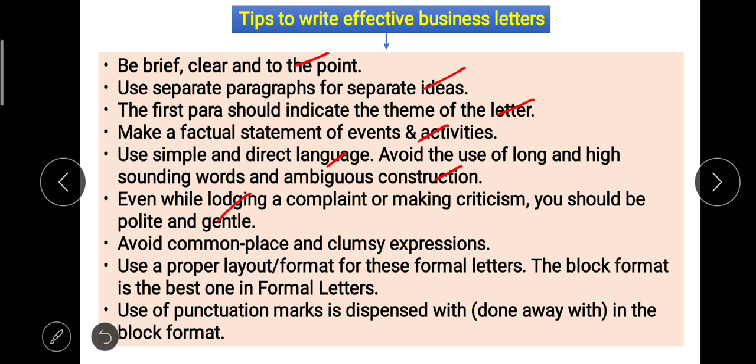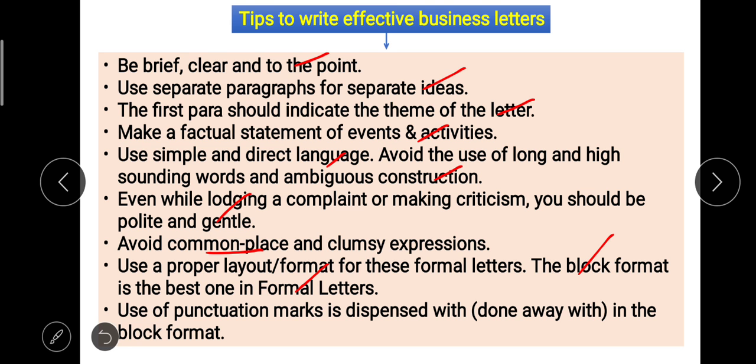Avoid commonplace and clumsy expressions. Commonplace, frequently use words and phrases. Don't use the cliches. Don't show the mannerism in the letter writing. Next is use a proper layout and format for these format letters. As we have seen the format of formal letter, that format and steps mentioned over there must be followed by writing any formal letter. The block format is the best one in formal letters.